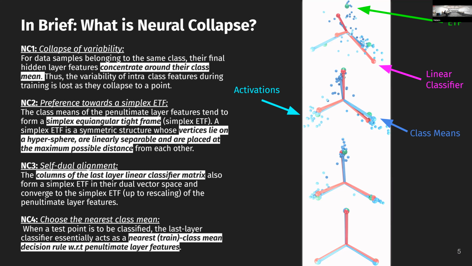I think that's relatively straightforward to understand. I'll talk about this graphic in a moment. And then we have this preference towards a geometrical structure called a simplex equiangular tight frame.